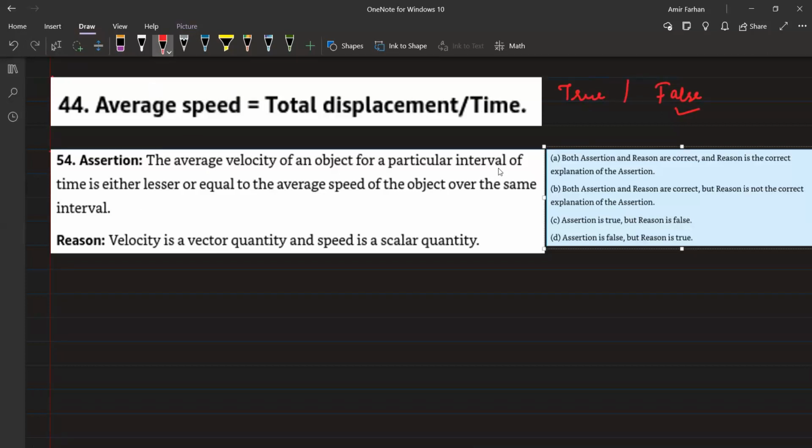The average velocity of a particular time interval is either equal to or less than the average speed of a body over the same interval. Velocity is a vector quantity and speed is a scalar quantity.